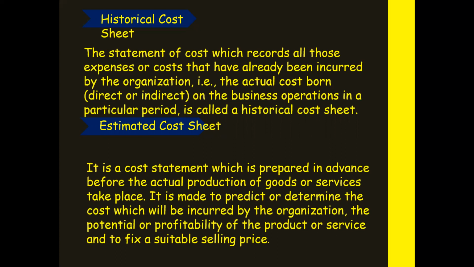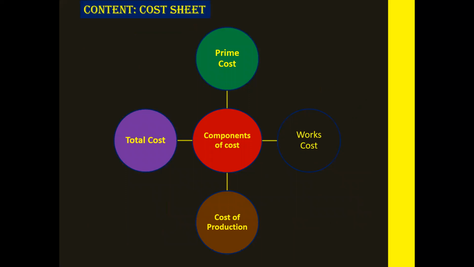The next one we are going to talk about is the content, that is the components of cost sheet. There are four components: prime cost, work cost, cost of production, and total cost. The last, total cost, is the sum of all these three costs. An organization needs to bear multiple types of overheads while carrying out the business operation. In a cost sheet, the following overheads or expenditure are presented systematically. That is, the first one is prime cost, second one is work cost or factory cost, third one is cost of production, and the final is total cost.